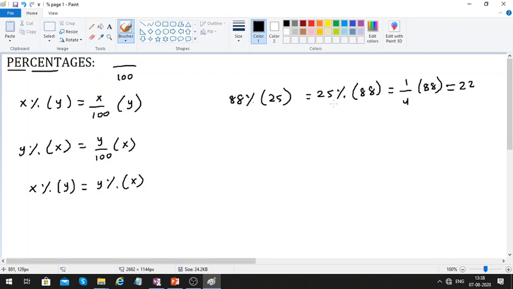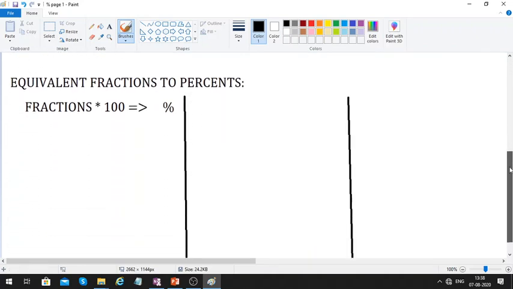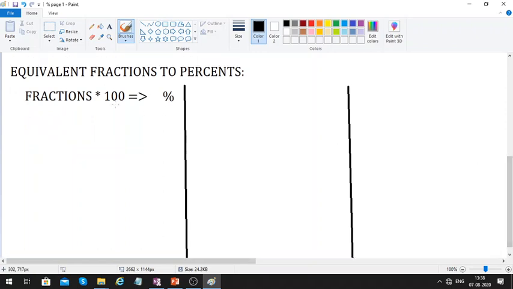Knowing more and more equivalent fractions for the given percentages will help you finish the percentage calculations much faster. So that is what we are going to see next, equivalent fractions to percentage. If you multiply a fraction by 100, you will get the corresponding percent for it. For example, 1 by 1 into 100 is 100%. 1 by 2 into 100 gives you 50%. So wherever you want to find 50%, you can simply apply the fraction 1 by 2.